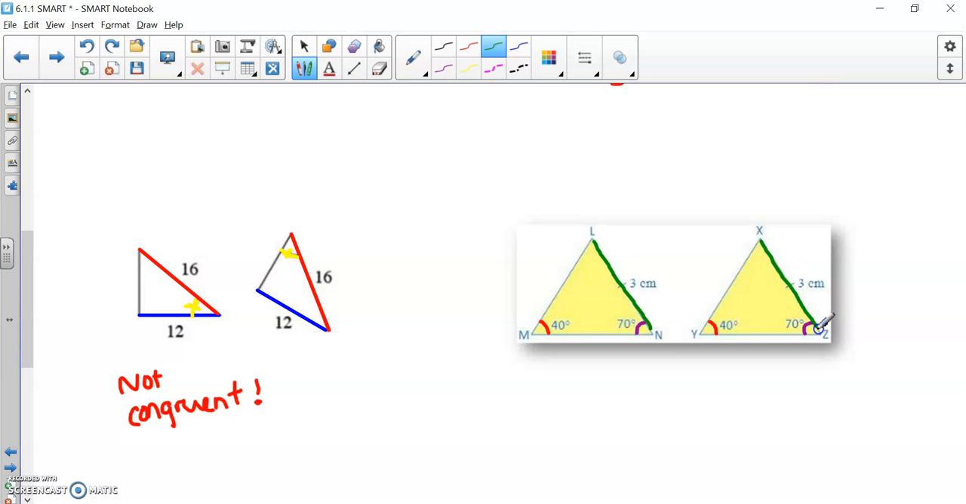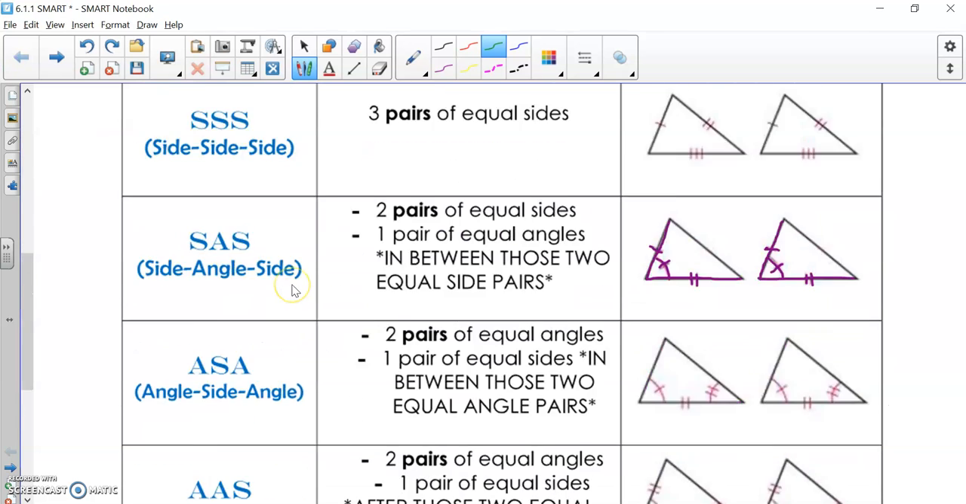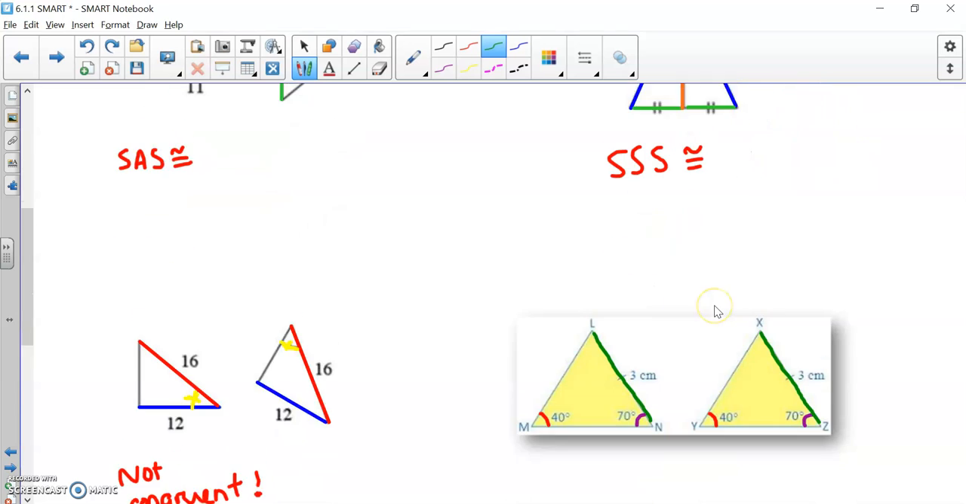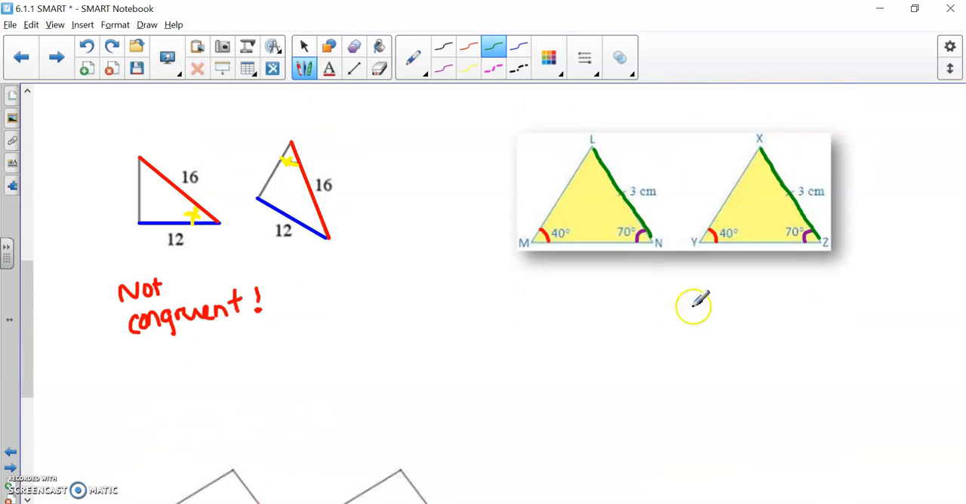So when you start at any one of these parts, I'll start at this red angle. We know that these two angles match. Next up is this purple angle, the 70. And then next up is the green side that's 3 centimeters. So they're both pretty consistent, and it goes angle, angle, side as I rotate around the triangle. Angle, angle, side is one of our conjectures. Therefore, we can say that these are congruent by angle, angle, side.